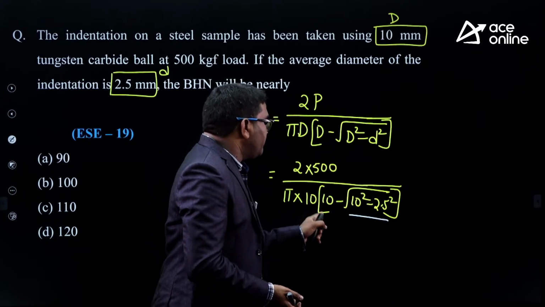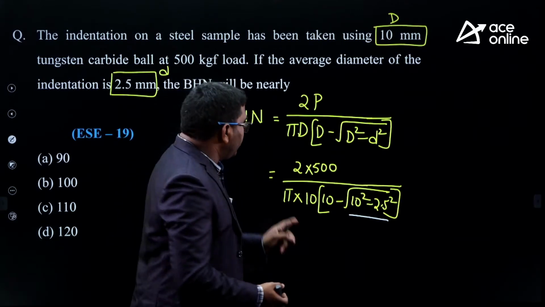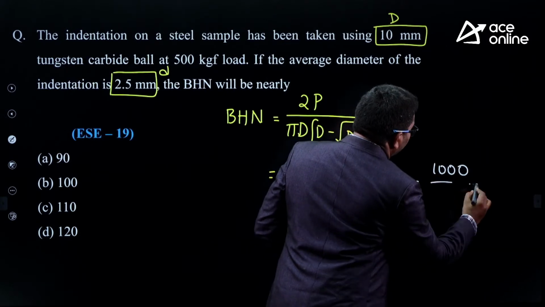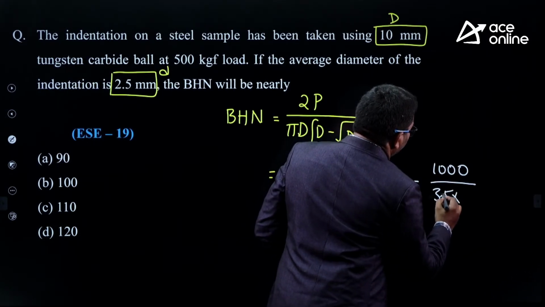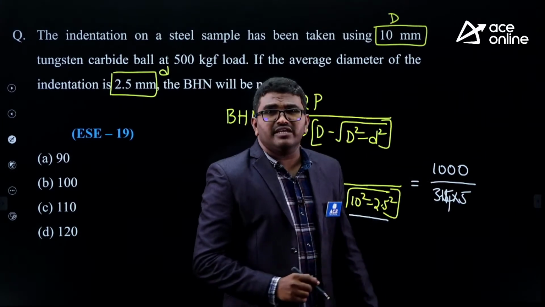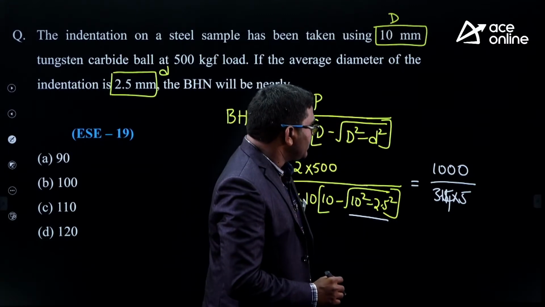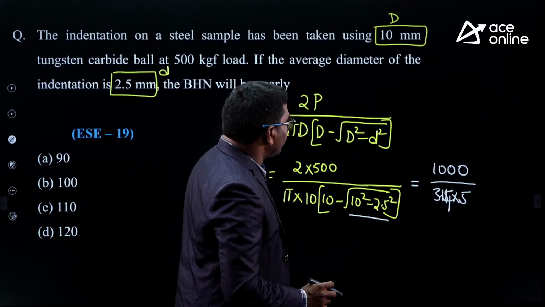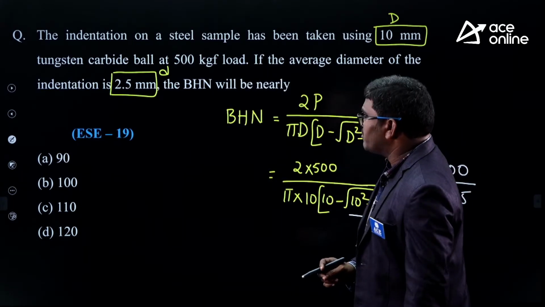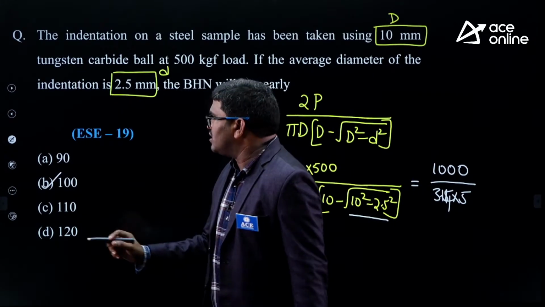And 10 minus 9.5 is nothing but 0.5. So 0.5 into 10 is nothing but 5. So 5 into pi by 1000, let us say simply 1000 by 3.14 into 5. Let us take pi as 3, so 3 fives are approximately 15. So 1000 by 15 approximately. Actually, by using a calculator, you will get approximately 100.